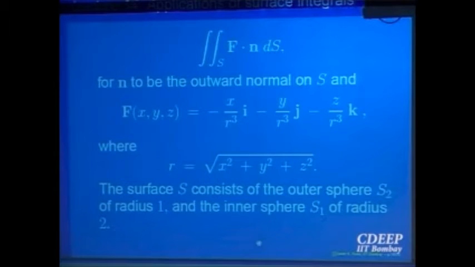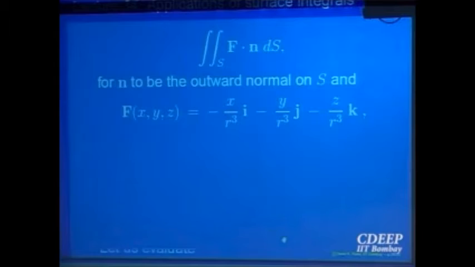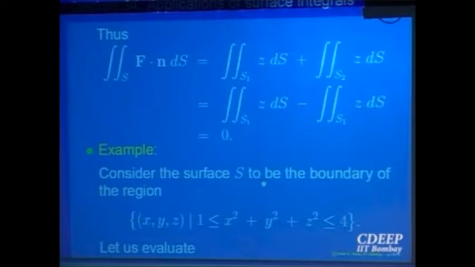So let me show you once again. Consider the surface to be the boundary of this region. We are looking at the annulus portion, right? X square plus y square plus z square bigger than or equal to 1 and less than or equal to 4. The boundary of that consists of two spheres, one bigger and one smaller, right? And you have to decide which normals you want to take, right? So let us take the normal to be the one which points outside the region enclosed by these two surfaces, right?